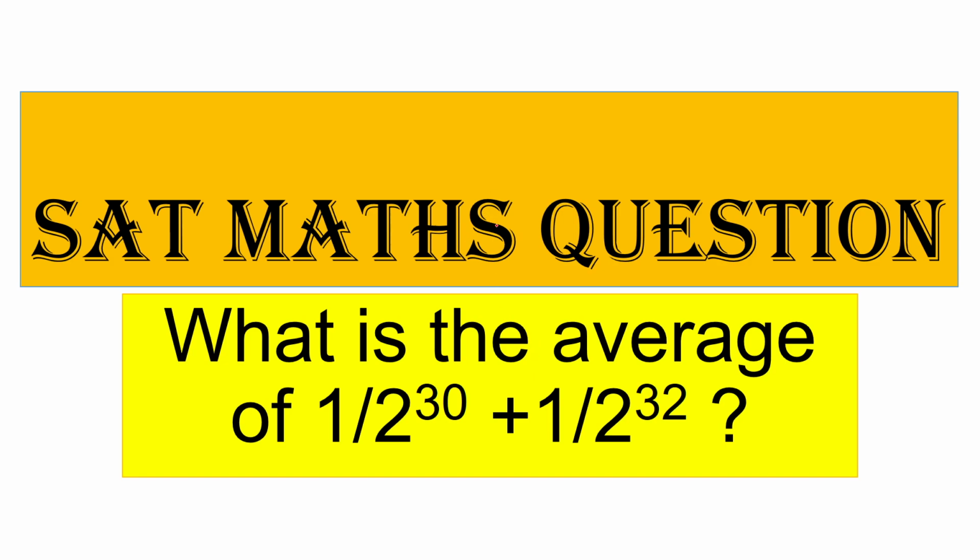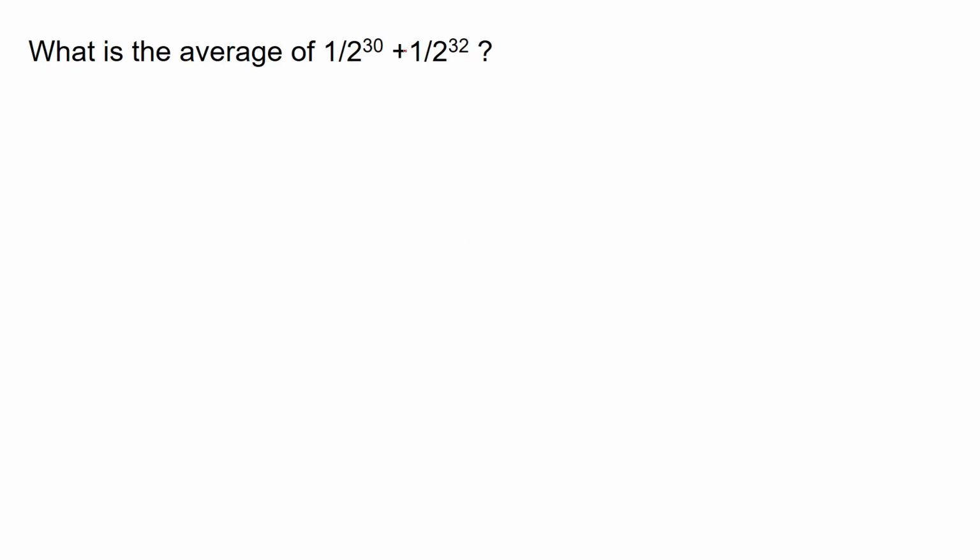Let us solve this set math question. So we need to find the average of 1 divided by 2 power 30 plus 1 divided by 2 power 32. So for average we know that we need to take the sum and then divide by the number of numbers, which here is 2.